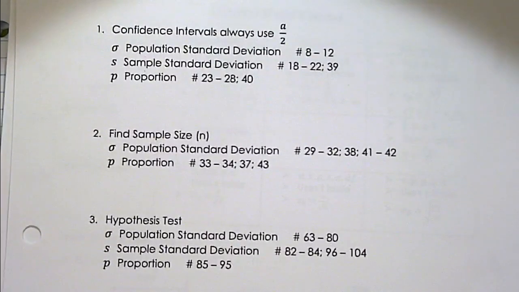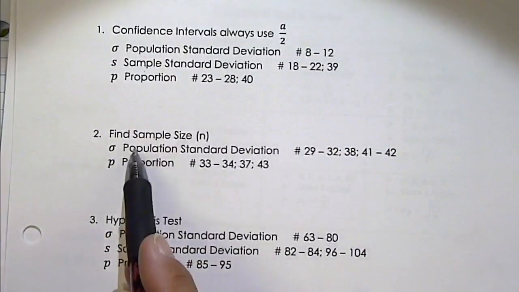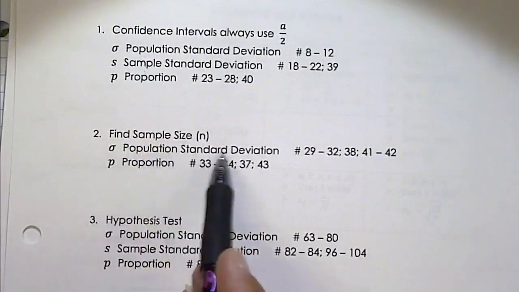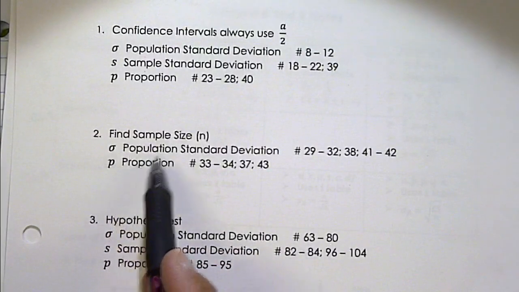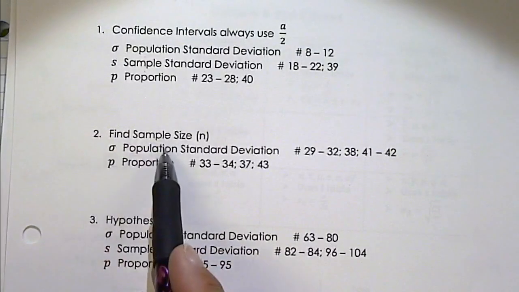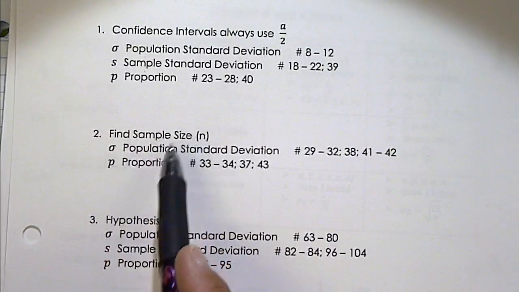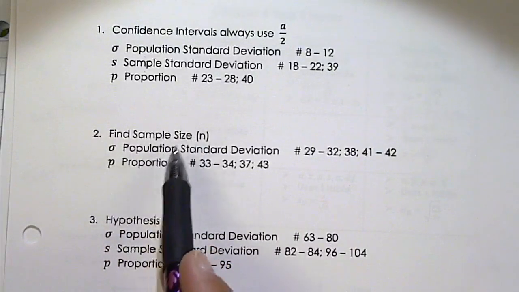Next thing is going to be types of problems that find the sample size. Now, there's only 2 types that find the sample size. One, we're dealing with population standard deviation given to us, and the other one is a proportion problem. Now, why don't we have sample standard deviation? Because we're trying to find the sample size, so this is before we have taken the sample.